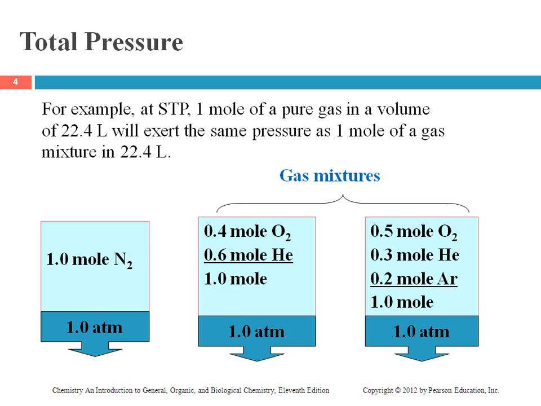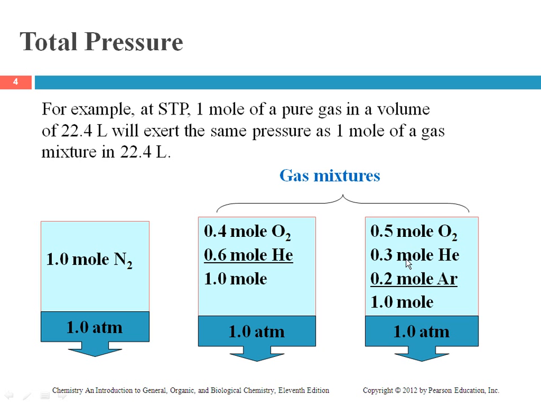So at STP, which we now know is 273 K and 1 atm, 1 mole of a pure gas is going to occupy a volume of 22.4 liters. This is showing us that even if we have just nitrogen by itself, and we have 1 mole, it's going to exert 1 atm of pressure. If we have 1 mole total of oxygen and helium, it doesn't matter what the gas is, those two added up together equal 1, and so it will exert a pressure of 1 atm as well.